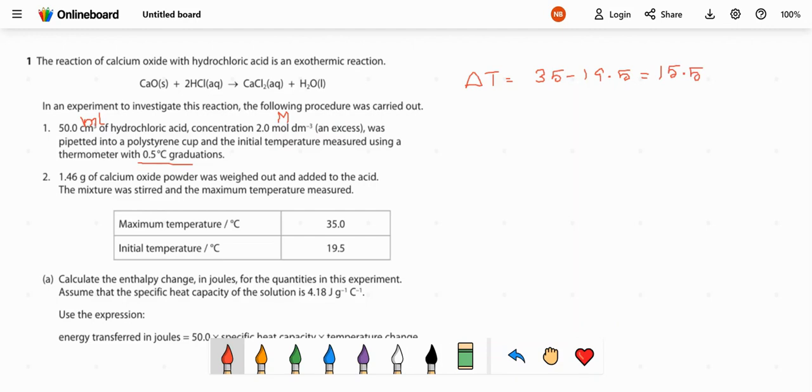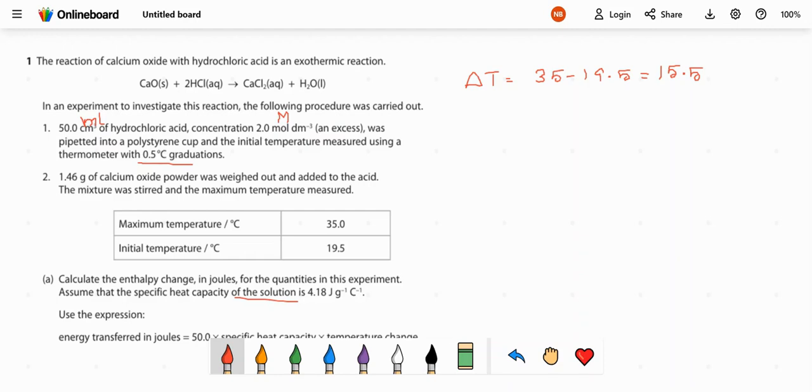What they are asking: calculate the enthalpy change in joules for the quantities of this experiment. Assume the specific heat of the solution. They are mixing CaO and 2HCl, and the reaction forms CaCl2 and H2O, carried out in the presence of solvent, right? So the total solution has a specific heat capacity of 4.18 joule per gram per degree Celsius. Then we will check what they are asking.